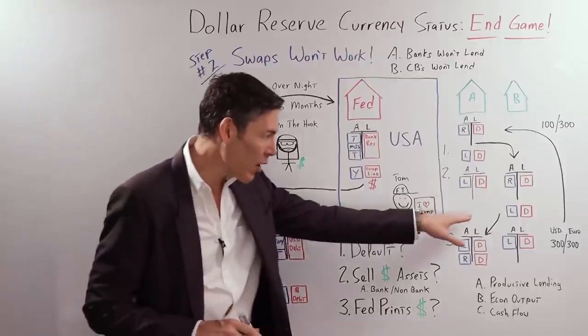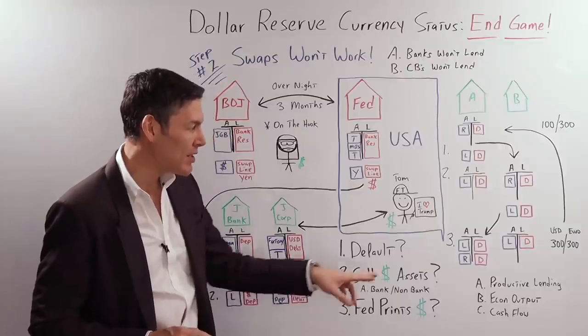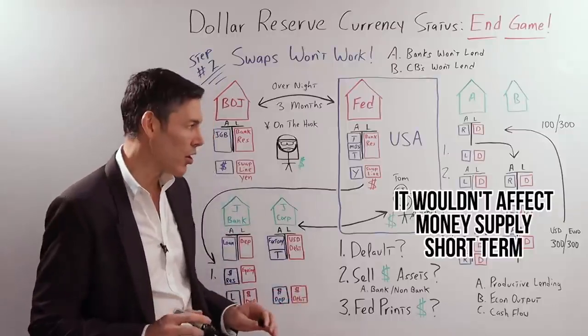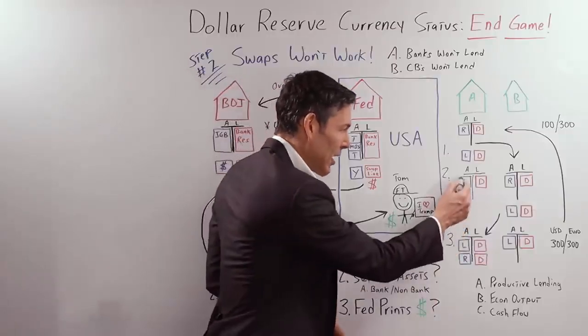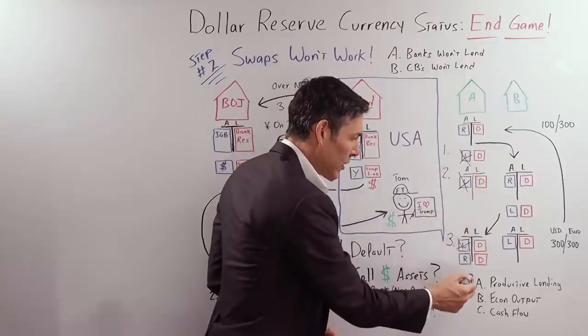And going back to our example in step number 1, we can kind of see how if we defaulted, it really wouldn't affect the supply of money short term because we just eliminate this loan, this loan, this loan, and this loan.